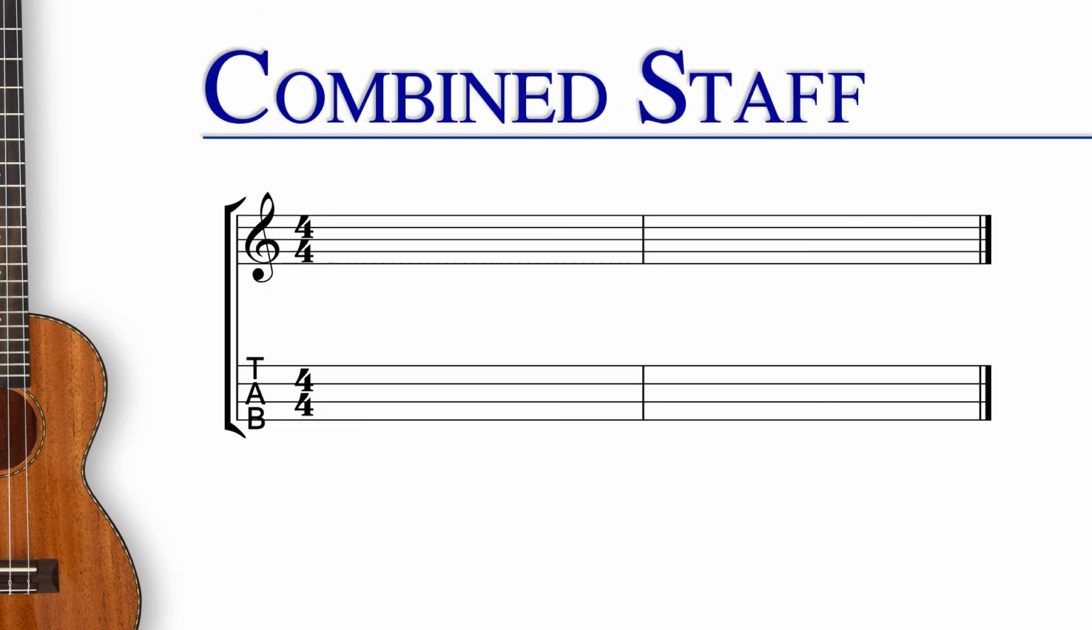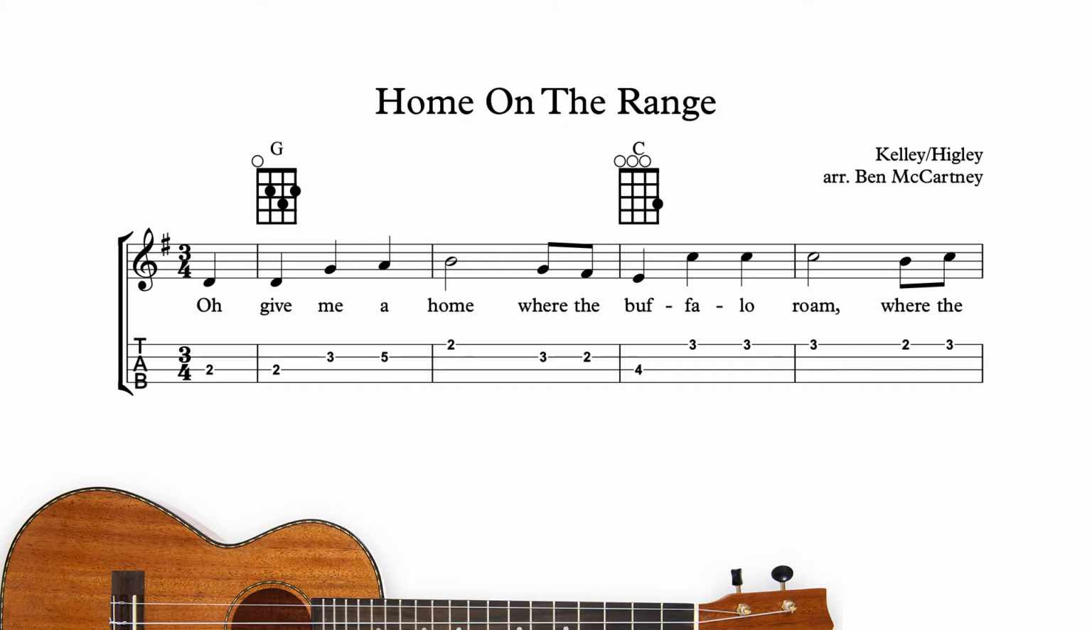Oftentimes, you'll see what is called a combined staff that shows both standard notation and tablature simultaneously. In a combined staff, the tablature will always be below the standard notation staff. If you look at the Home on the Range excerpt again, you'll notice that the information on the two staffs complement one another. Wherever a note is shown in standard notation, there will be a number representing that note on the tablature staff, thus showing its location on the ukulele.